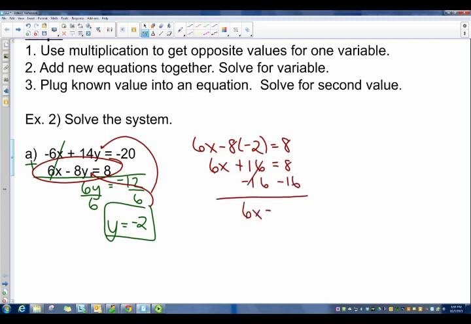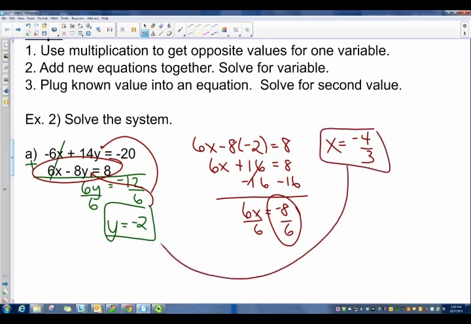You got 6x equals a negative 8. Divide by 6. And in this course, you need to reduce. So negative 8 over 6. 2 goes into both of those. So that's a negative 4/3. And there's your x. There's your y. And again, remember, this can be rewritten as a point because it is a point where those two lines intersect. And there's your final answer.